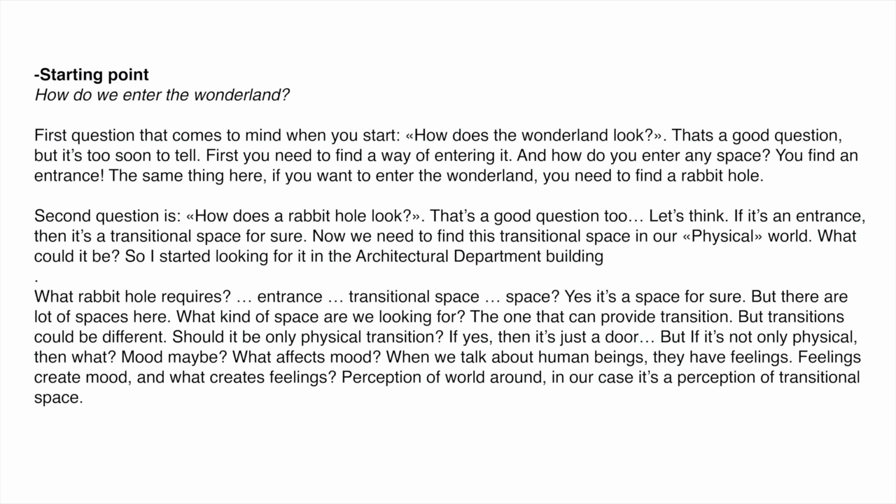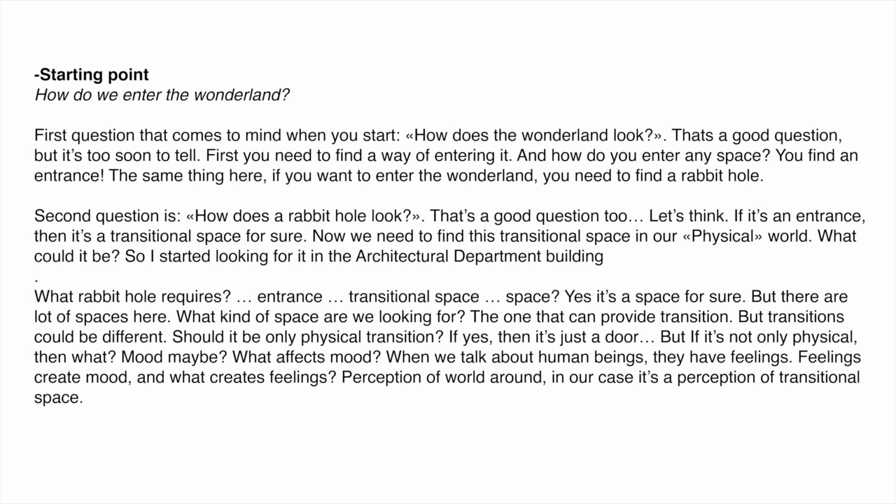Starting point: how do we enter the Wonderland? The first question that comes to mind when you start is, how does the Wonderland look? That's a good question, but it's too soon to tell. First, you need to find a way of entering it. And how do you enter any space? You find an entrance. The same thing here: if you want to enter the Wonderland, you need to find a rabbit hole. The second question is, how does a rabbit hole look?